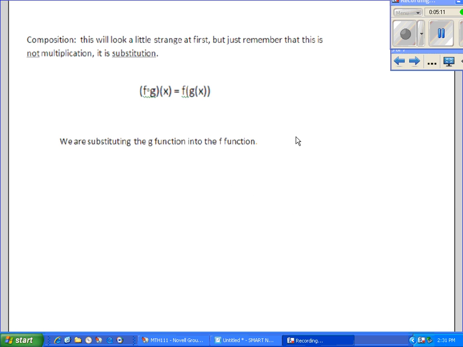Okay, composition always looks a little strange at first if you haven't seen it before. Just remember, it's not multiplication, it's substitution. And the notation is a little funny: f circle g of x is f of g of x. So the idea is we're going to substitute the g function into the f function. So the order is important. If it's f circle g, the one that comes after the circle is a function that gets substituted into the first function, f.